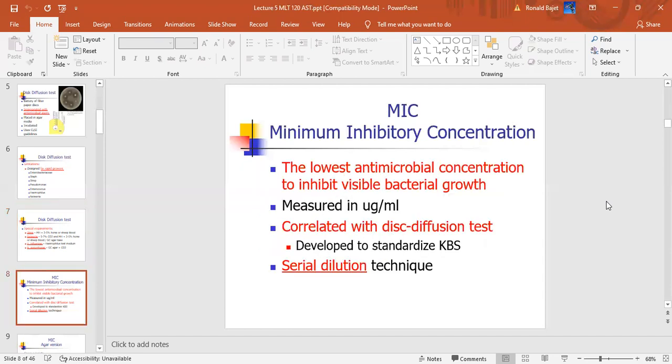Okay. MIC, as I mentioned, is the minimal inhibitory concentration. It's the lowest antimicrobial concentration that inhibits visible growth. It's measured in micrograms per ml, and it correlates with the disc diffusion test. It was developed to standardize the Kirby-Bauer sensitivities, and it's a serial dilution technique. Okay, so serial dilutions.